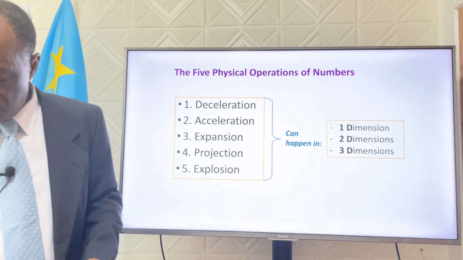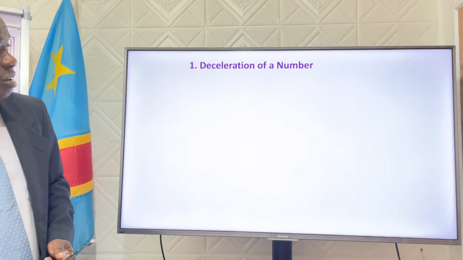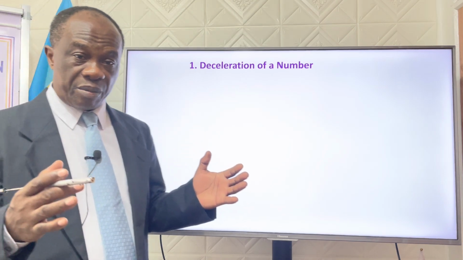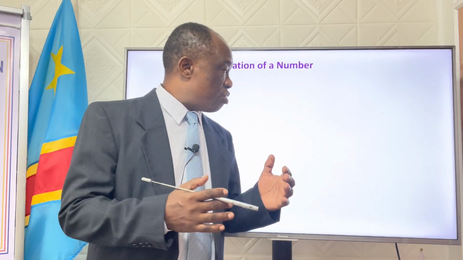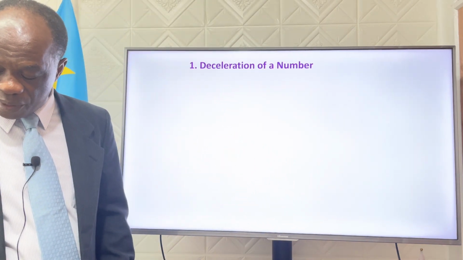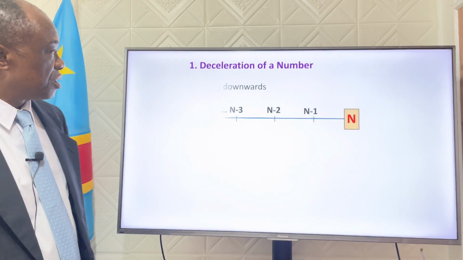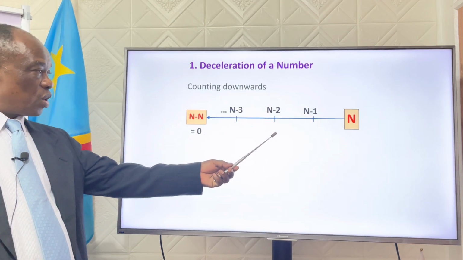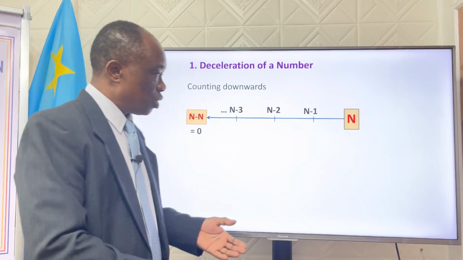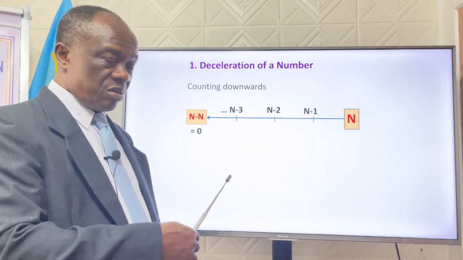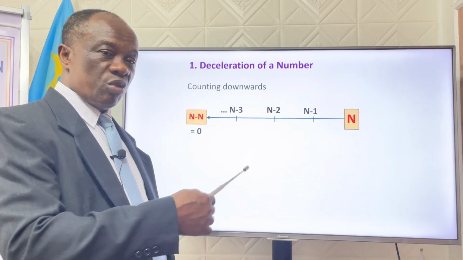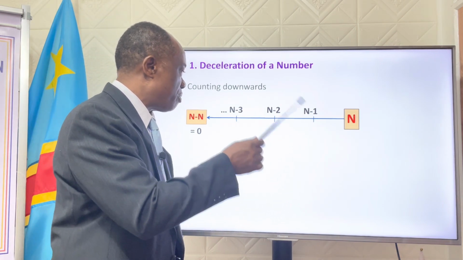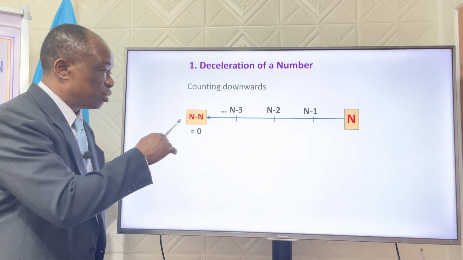To begin with, we start with the deceleration of a number. To decelerate a number, you have simply to count the number downward. It means you count the number going down by reducing 1, meaning by minusing 1, -1, -2, -3. So you go down to 0.